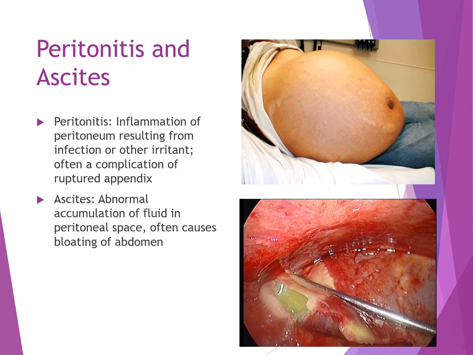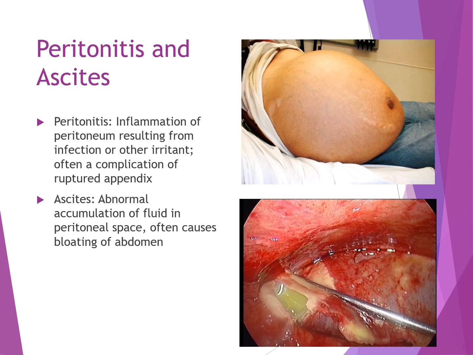The individual in this top image is not pregnant. That is actually due to ascites. Ascites is an abnormal accumulation of fluid in the peritoneal space. This is typically due to complications caused by cirrhosis, congestive heart failure, kidney disease, peritonitis, cancer, and/or malnutrition.